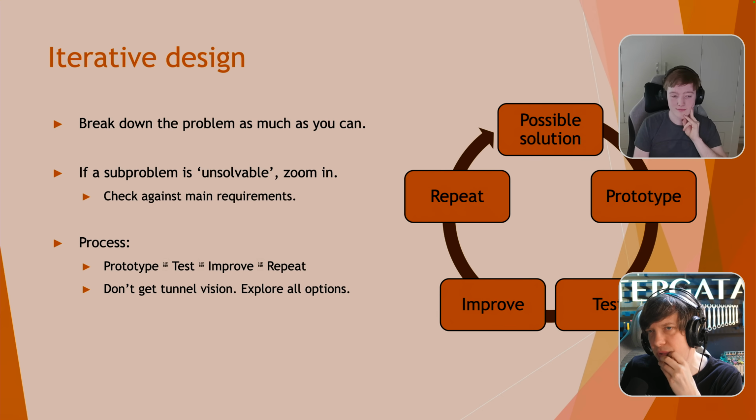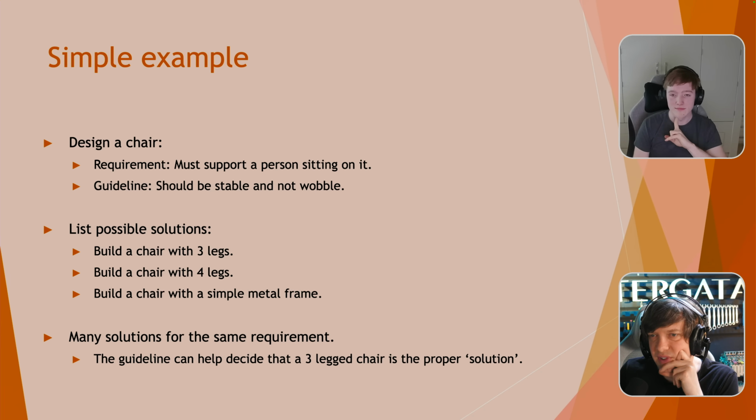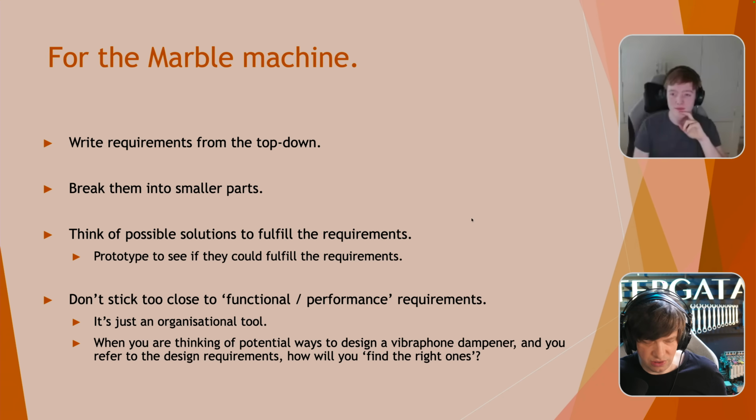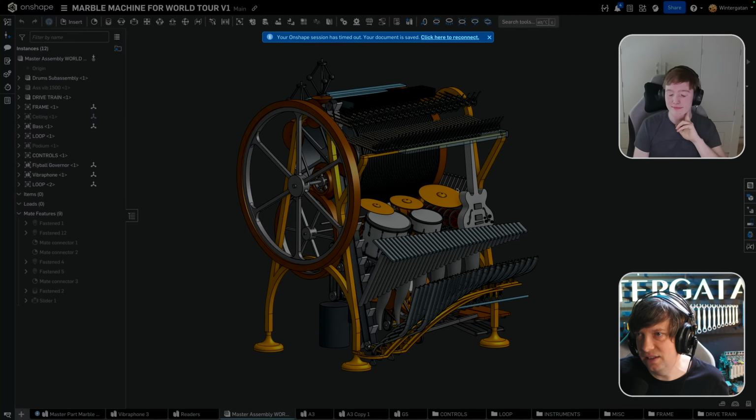The design process, with the prototyping: test, improve, repeat, possible solution. And here's also the important point: don't get tunnel vision, explore all options, which I'm actually pretty bad at as well. We have this simple example of a chair, and then finally for the model machine, write requirements from the top down, break them into smaller parts, and think of possible solutions to fulfill the requirements. And a little note: this categorization of requirements into non-functional, functional and performance requirements is just an organizational tool, and I've been stuck a little bit there. So I got a lot of knowledge from this. This was fantastic, Jasper. Thank you so much again.